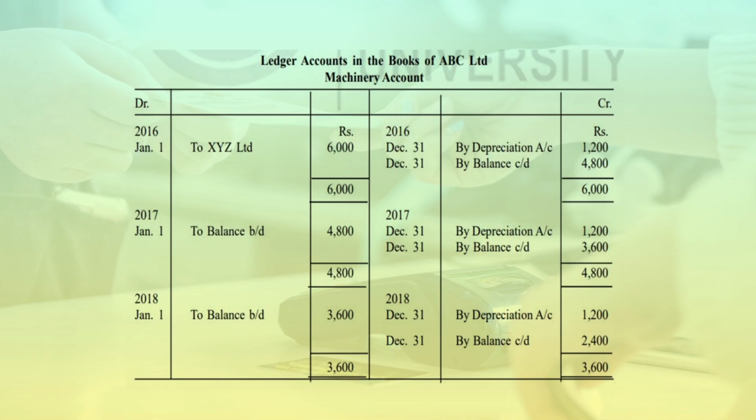So, 20% of 6,000 is 1,200. So, by balance c/d at the end of the year, 4,800. So, the total is 6,000. Then we will bring down this balance of 4,800.